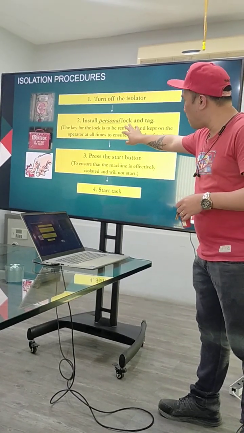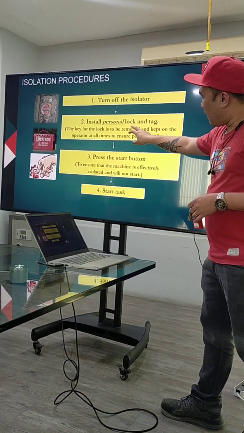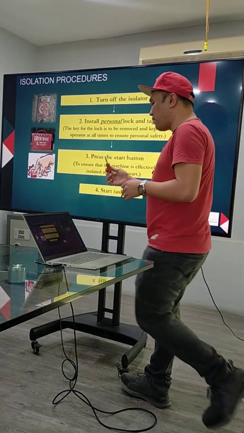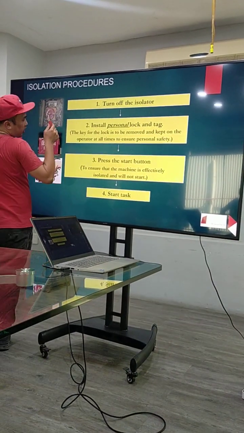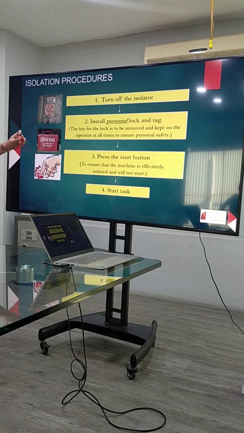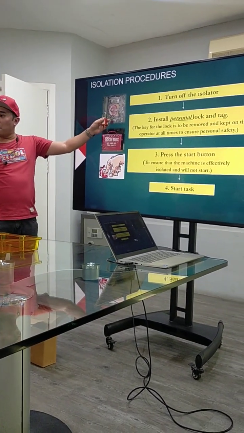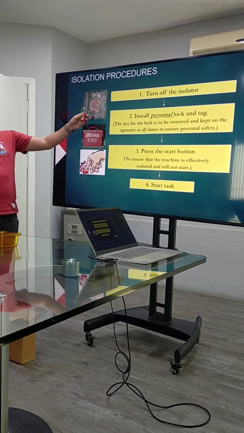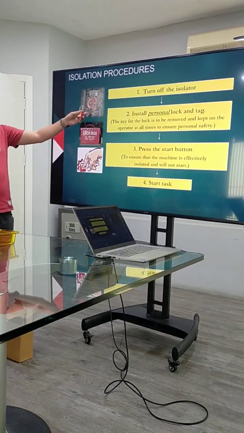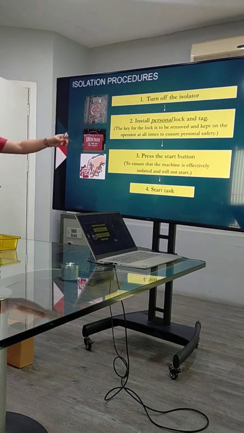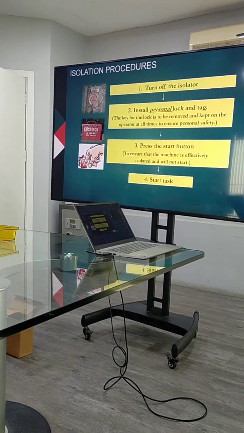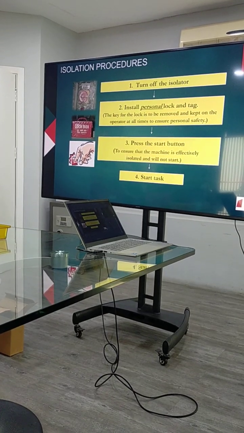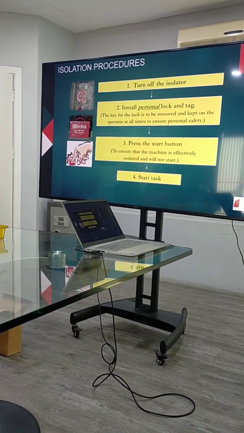Then install the personal padlock. For example, we have electrical, mechanical, and production, so we have a group lock. Once the group lock is installed on the isolator, we then put the padlock on the breaker. We have the isolator, breaker, switch, circuit breaker lock. Once we put this on, the key will go inside the group lock.